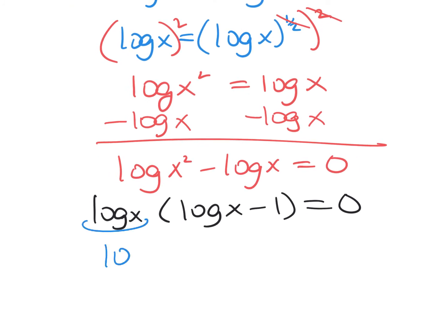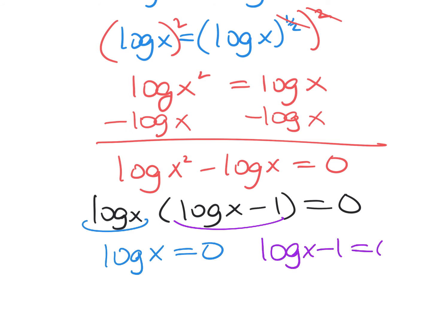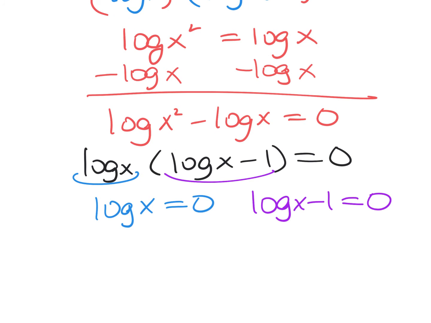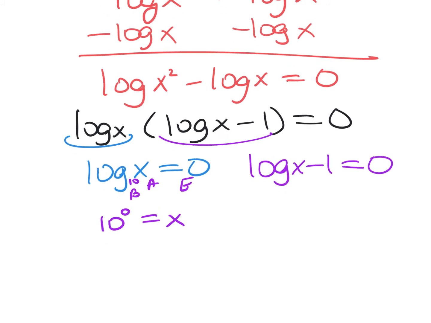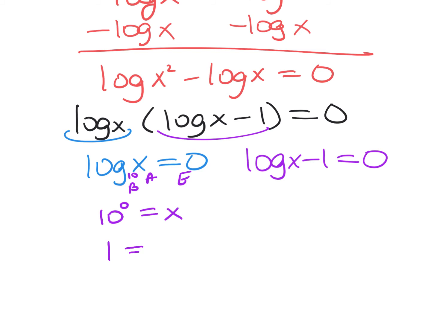Set this one equal to 0, and then this one as well. So for this one, I can assume a little 10 here. So BAE. Again, you should memorize that whenever you have log of x equals 0, x is going to be a 1. But let's turn it into exponential. And then anything to the 0 power equals 1. And then over here, I'm going to add 1.